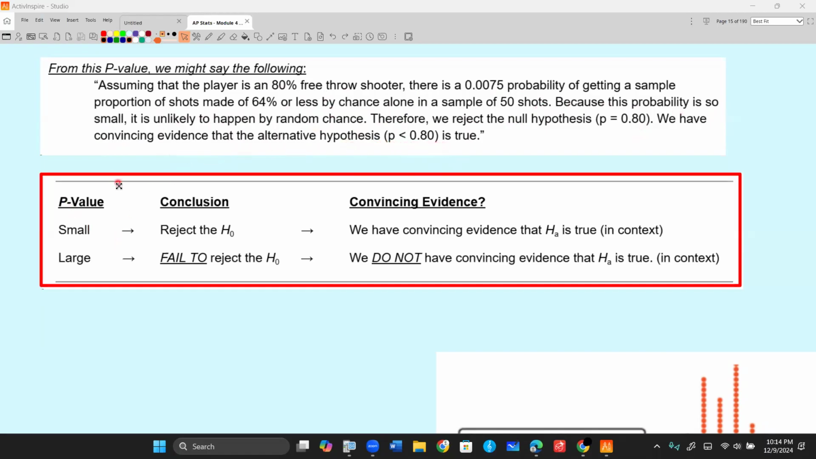So our little conclusion template is: if you have a small p-value, let's say less than 5%, then we're going to reject the null hypothesis. That means we have convincing evidence that the alternative is true. If you have a large p-value, like 5% or more, we are going to fail to reject the null hypothesis. We do not have convincing evidence that the alternative is true. And we always want to do these in context of the problem.